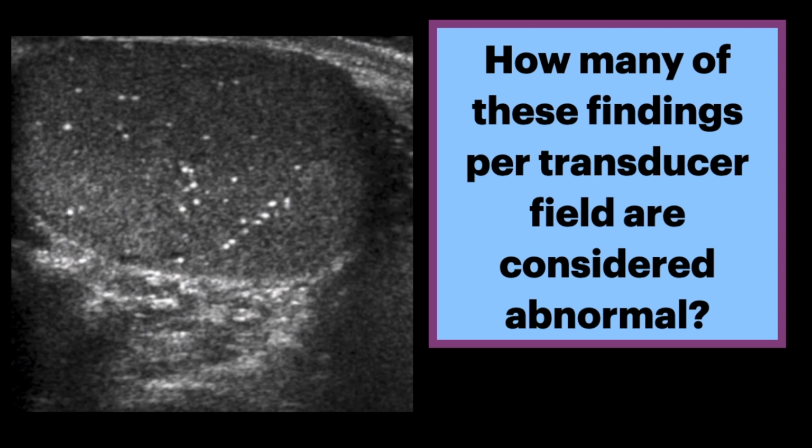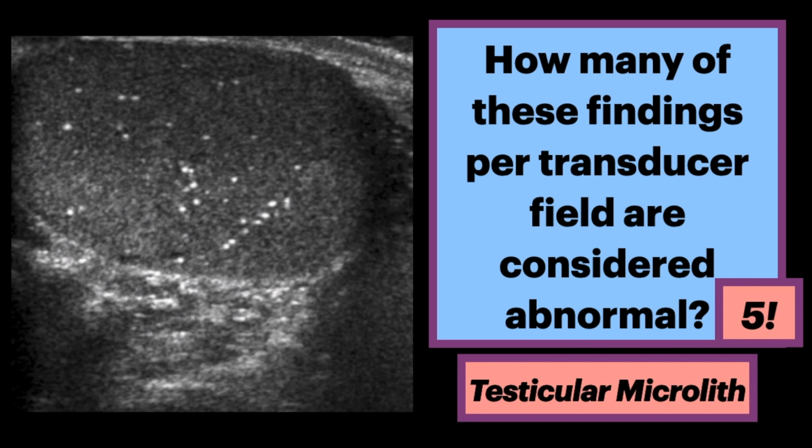On this testicular ultrasound, how many of these findings per transducer field are considered abnormal? We see numerous, non-shadowing, discrete, punctate calcifications measuring 1 to 3 millimeters in size. There's no associated mass effect. The answer is 5, and the diagnosis is testicular microlithiasis.